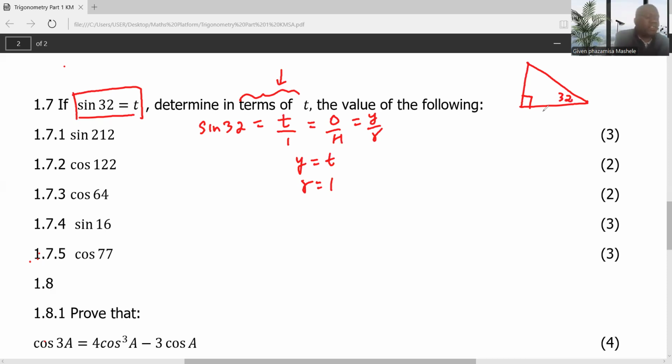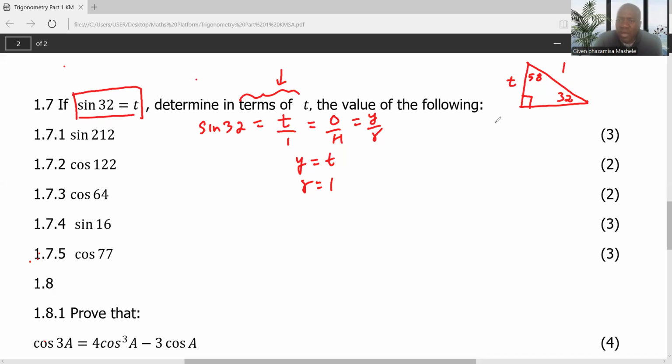We know that angles inside the triangle must add up to 180. So what will be the other angle here? The other angle will be 58. So this will be our temporary special angle if we want to answer this question. We have 32, and this will be the opposite. The opposite, we know, is t. The hypotenuse we know is 1. So we have to get x. And to get x, you have to use the theorem of Pythagoras because this is a right angle triangle.